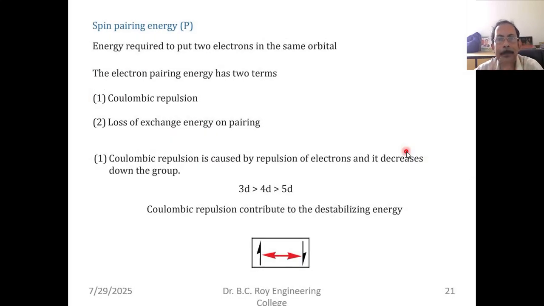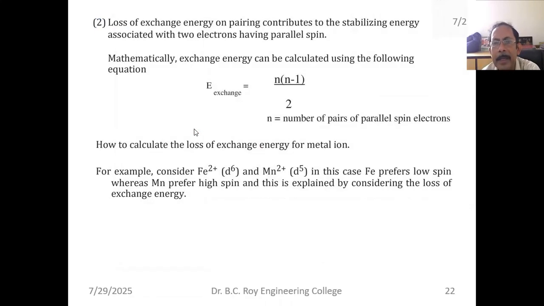Spin pairing energy: if we pair up the spins, some repulsion is there because of electron-electron interaction. There is some sort of Coulombic repulsion, and also loss of some exchange energy. So pairing is an energy-demanding process, and it is called pairing energy. Now, the exchange energy due to electrons is calculated by n into n minus 1 by 2, where n is the number of parallel spin electrons.